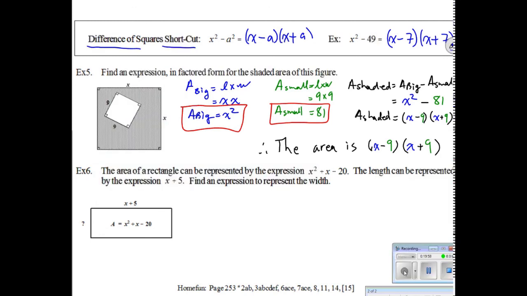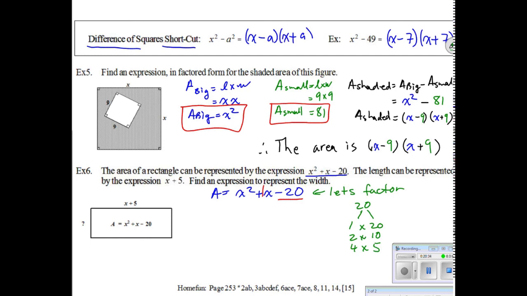Example 6. The area of a rectangle can be represented by this, right? X squared plus x minus 20, right? So let's do that. The length can be represented by the expression x plus 5, right? Find the expression to represent the width. All right. Let's just factor this thing right away. So we need to know two numbers that multiply to negative 20. So we got 20 times 1, 2 times 10, 4 times 5, right?